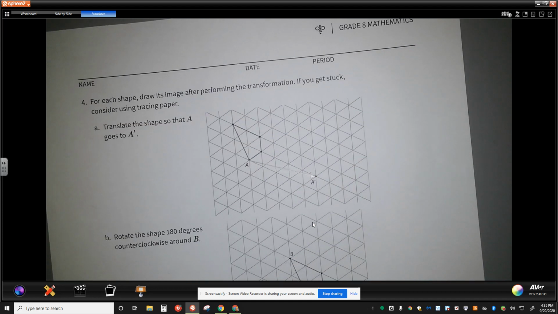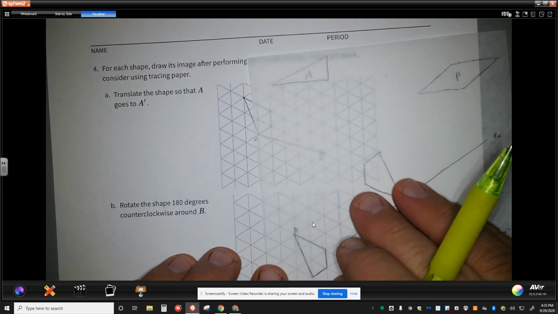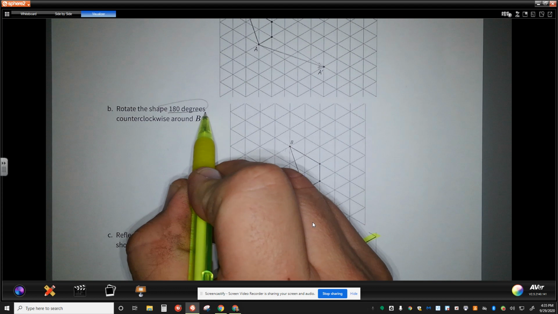The next problem right here, problem B, or 4B, talks about a rotation of 180 degrees. My suggestion with the 180 degrees is that it is also called a straight angle.